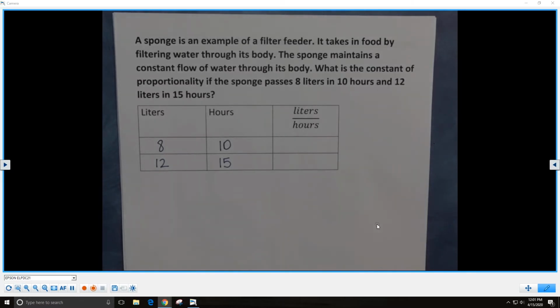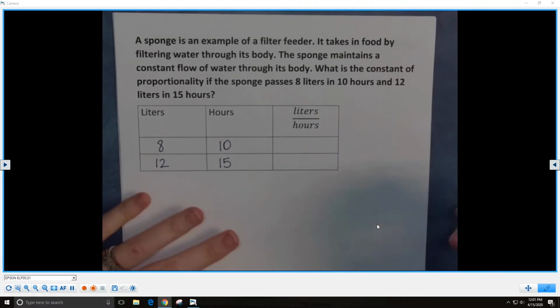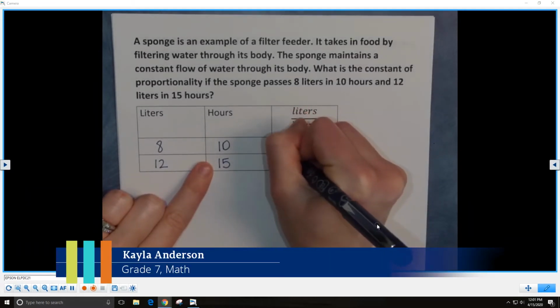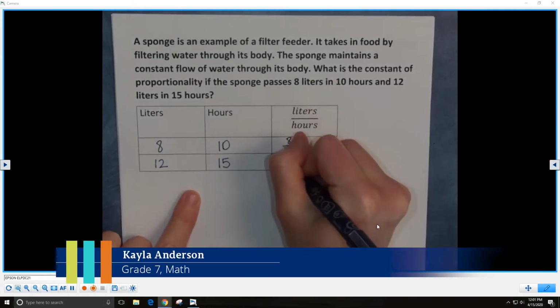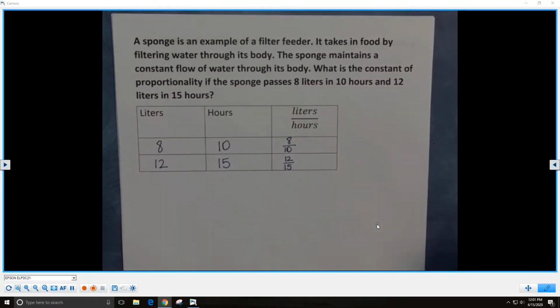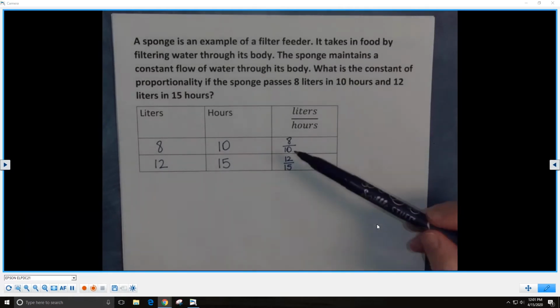We are going to place the liters in the numerators of the ratio and the corresponding time in the denominator of the ratio. So here, liters over hours. So we're going to have two ratios using our information in the table here. 8 liters in 10 hours, 12 liters in 15 hours. Okay, so do you know what 8/10 is equal to?